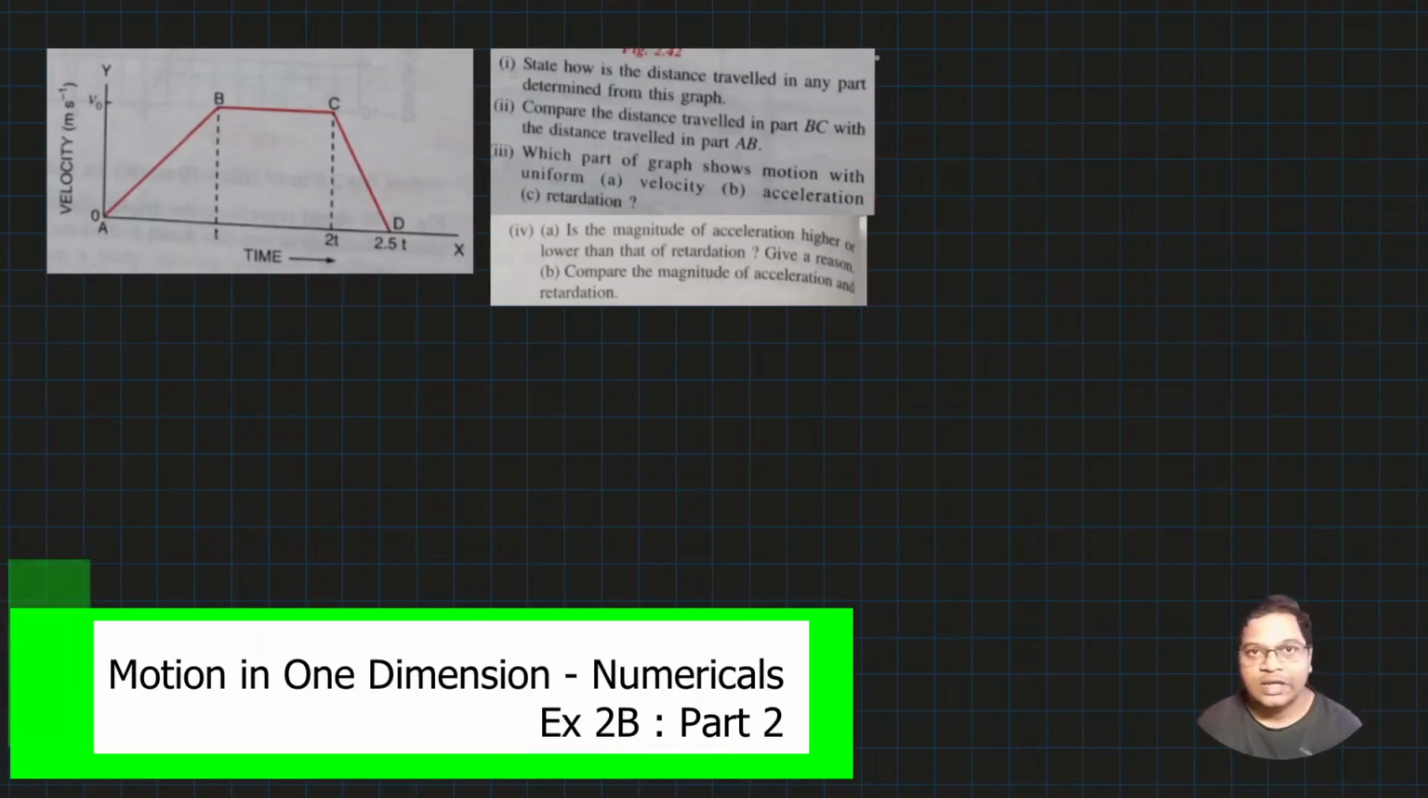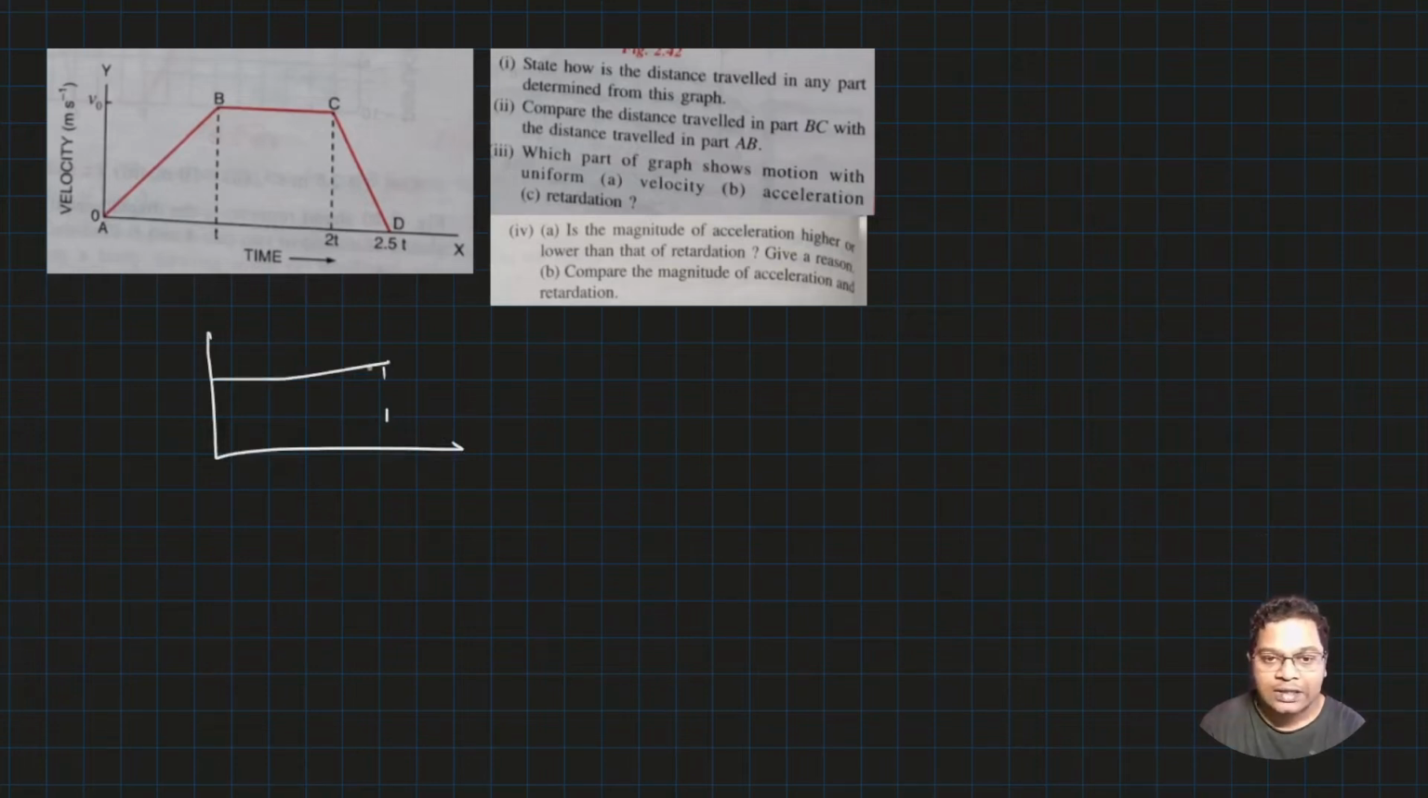We continue in the series of questions where we are solving the questions which are based on graph. This question is a velocity time graph. Now, in the velocity time graph, how do you calculate the distance? So, if this is a velocity time graph, this area under this graph gives us the distance.